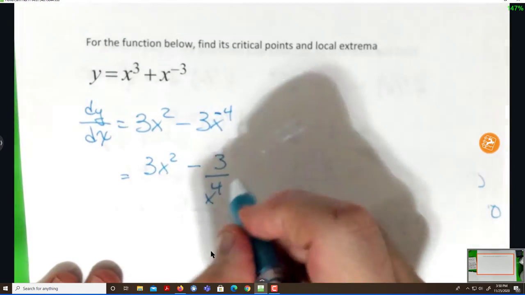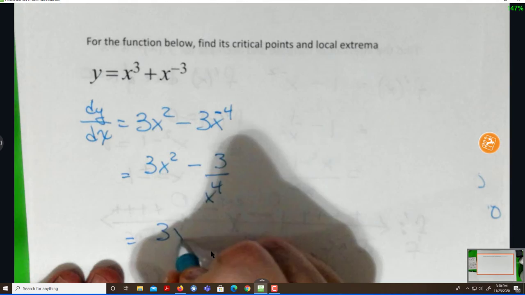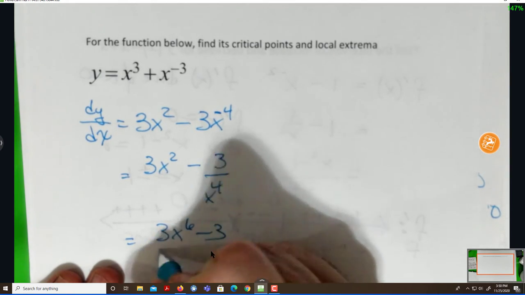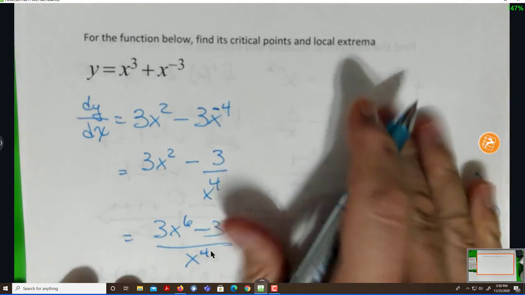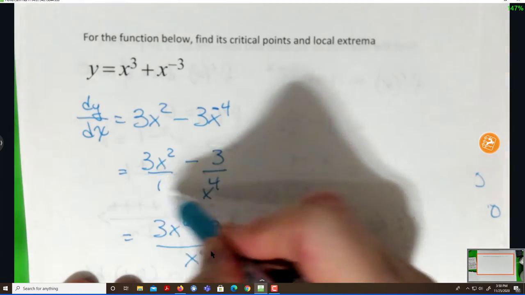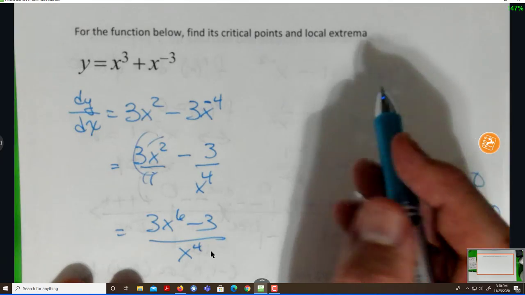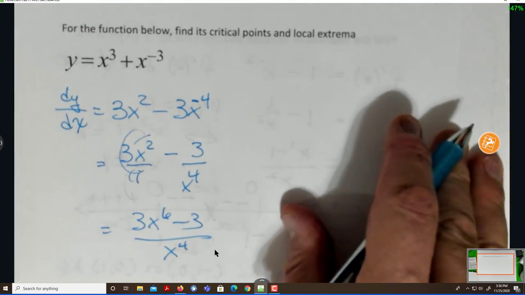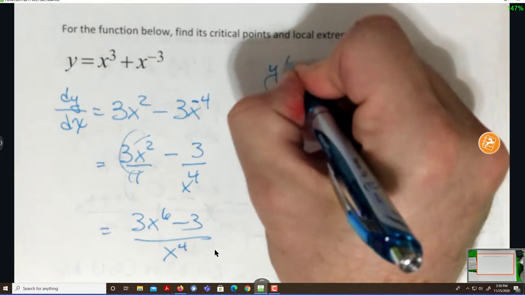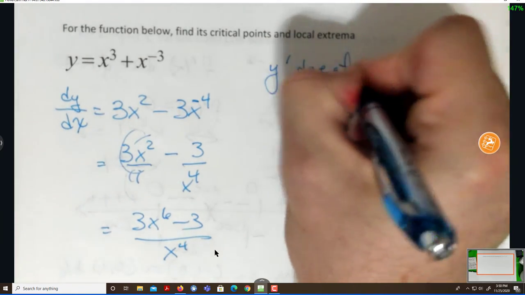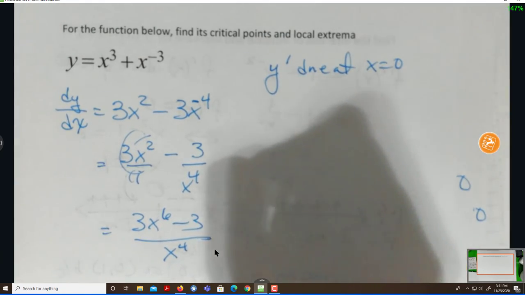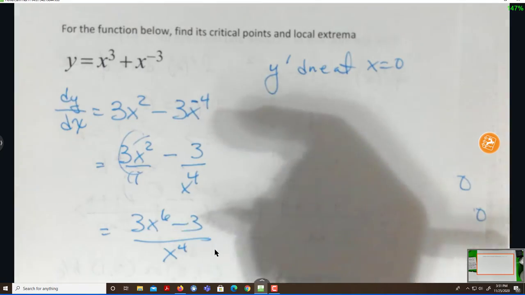Okay. So this will be 3x to the 6th minus 3 over x to the 4th. Why? Because for this to have a common denominator, I need to multiply this numerator and this denominator by x to the 4th over itself, and I said that backwards. Again, y prime does not exist at x equals 0, but that is not a critical point. Why? Because it's not in the domain of the function.